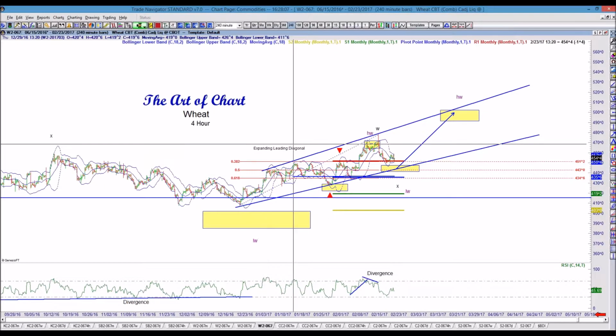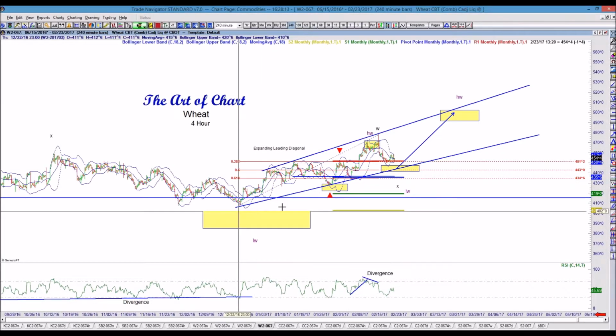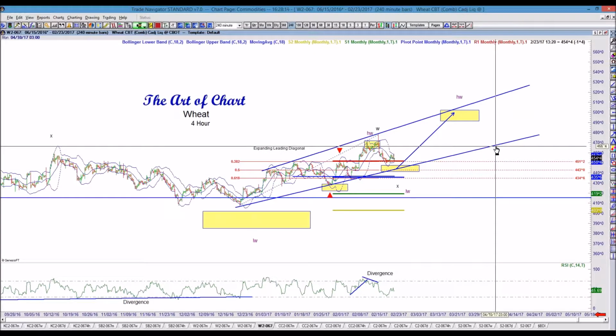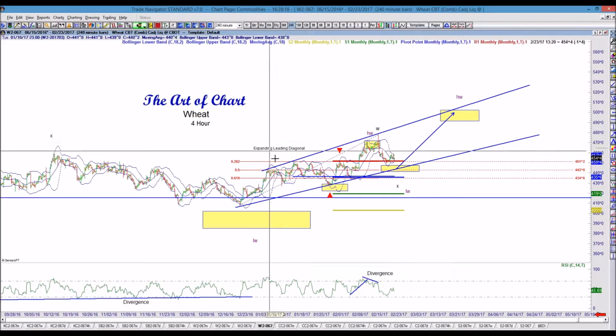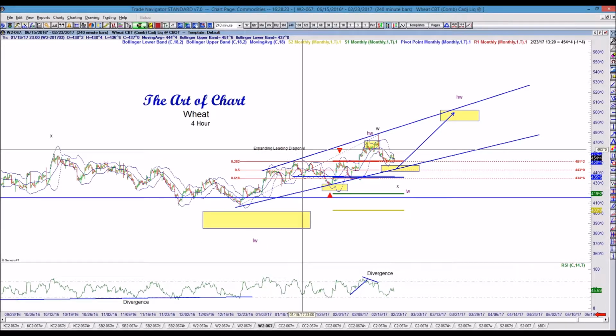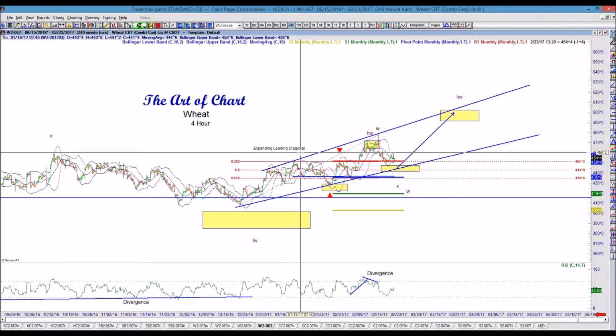An expanding leading diagonal, another way of looking at it, happens to be a megaphone right at the beginning of a trend. So that's one of the reasons why I like to find expanding leading diagonals and also contracting ending diagonals, which we talked about in the last webinar.